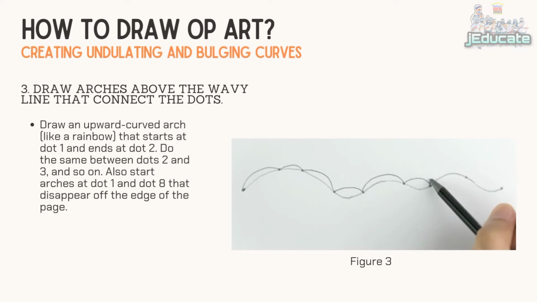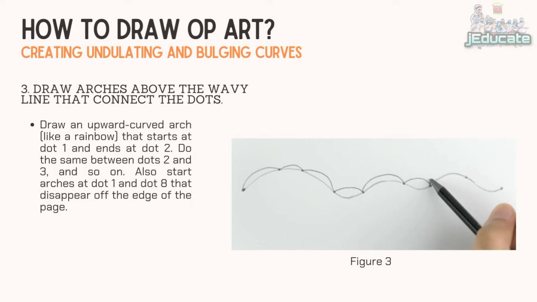3. Draw arches above the wavy line that connect the dots. Draw an upward curve or arc, like a rainbow, that starts at dot 1 and ends at dot 2. Do the same between dots 2 and 3, and so on. Also start arches at dot 1 and dot 8 that disappear off the edge of the page.